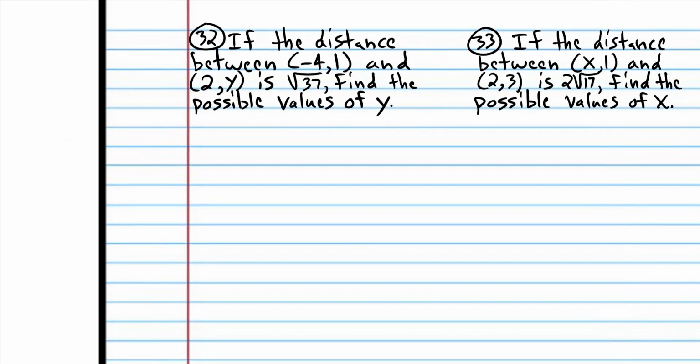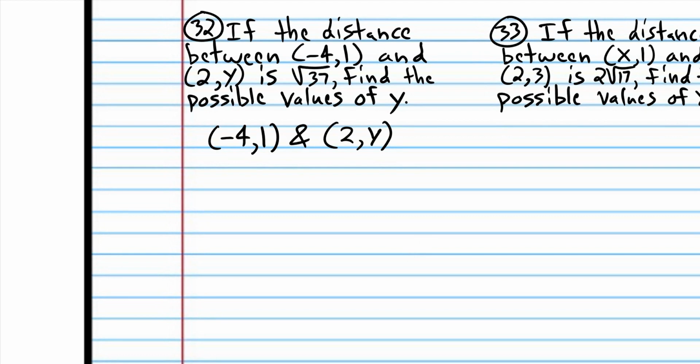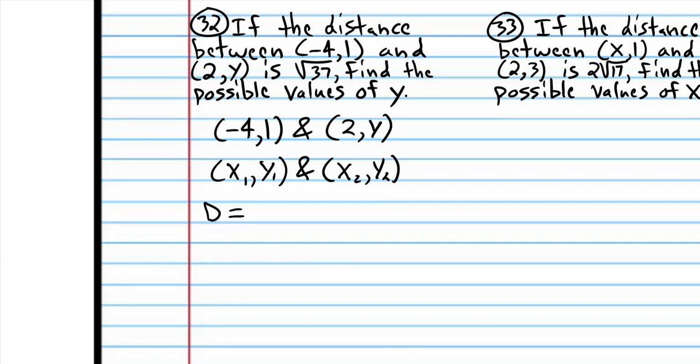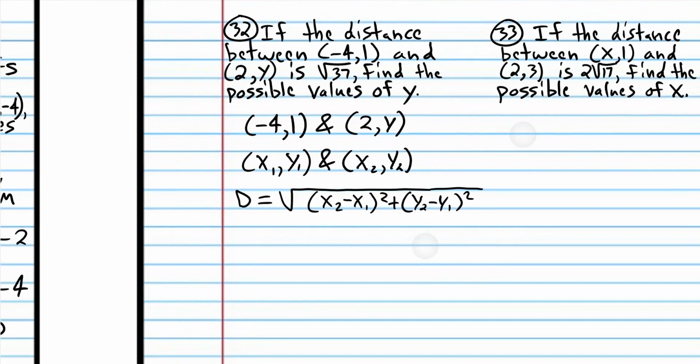So let's go ahead and write the points. So we have negative 4, 1, and we have 2, y. Notice we're missing a y value. They just gave us a letter. Now we're going to assign letters so we know what to plug into the distance formula. And we're going to write the distance formula. And we're going to plug in what we know and solve for what we don't know.